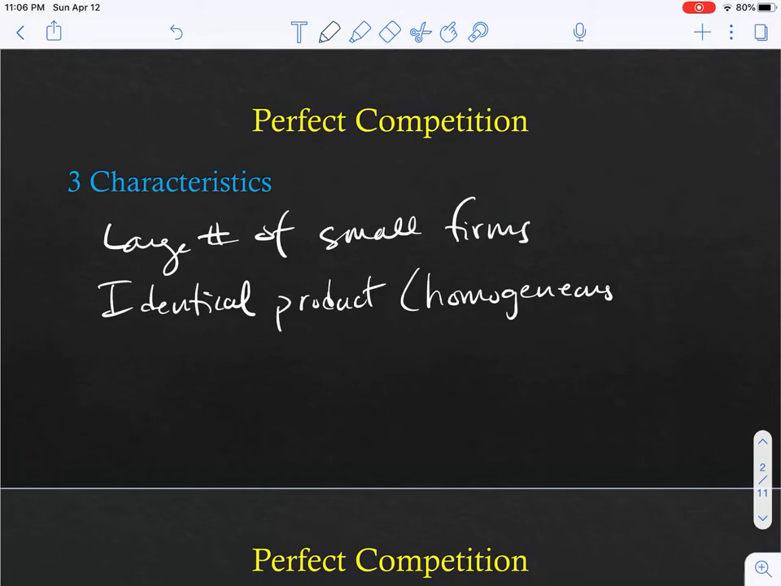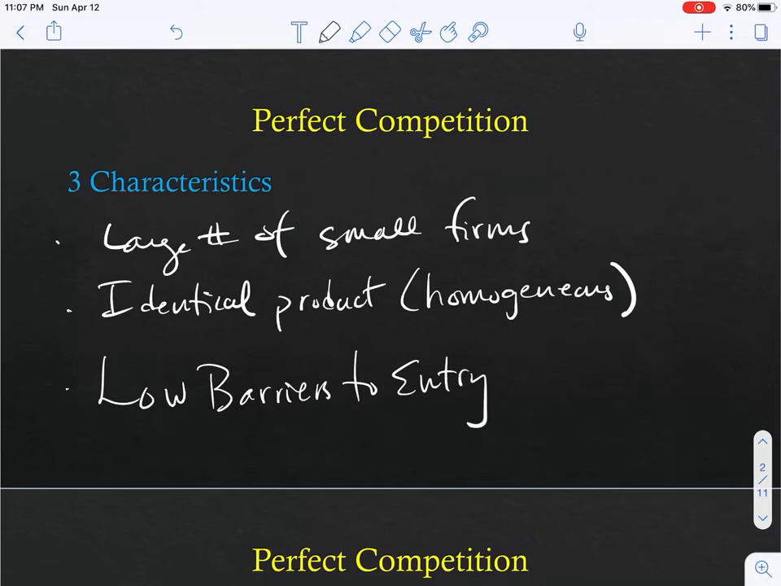That's supposed to be the right bracket there. I can fix that. There we go. That's better. So a large number of firms, identical products, and the last characteristic has to do with barriers to entry, and they're going to be low. So low barriers to entry.